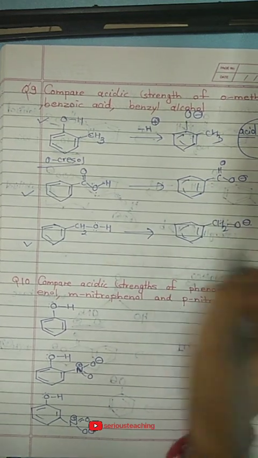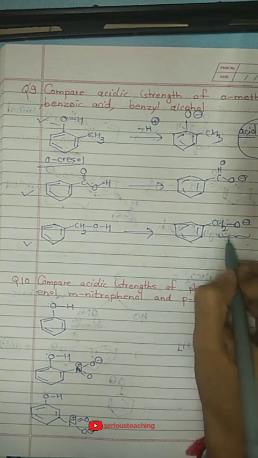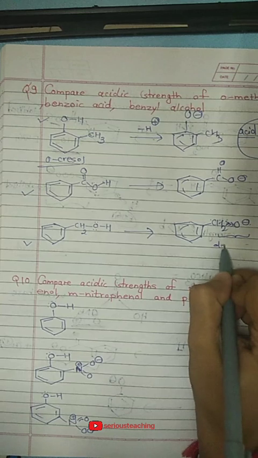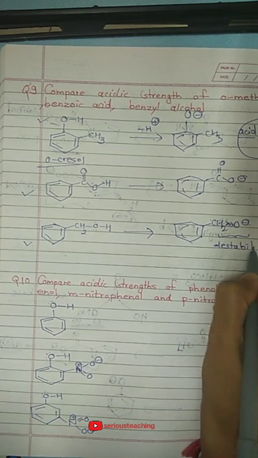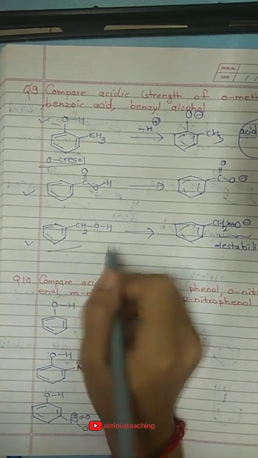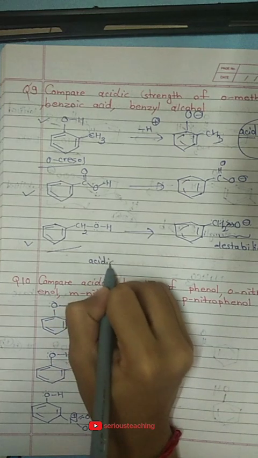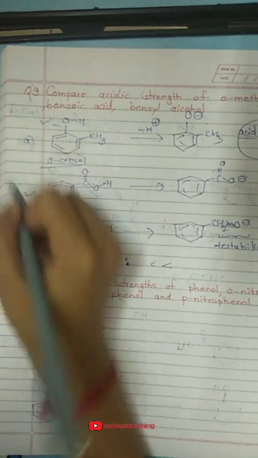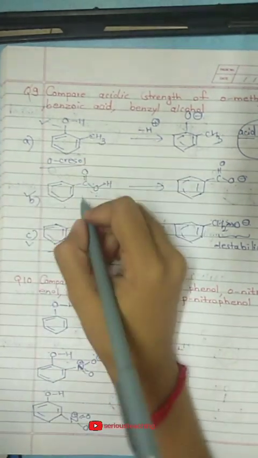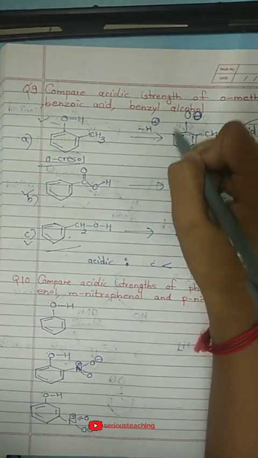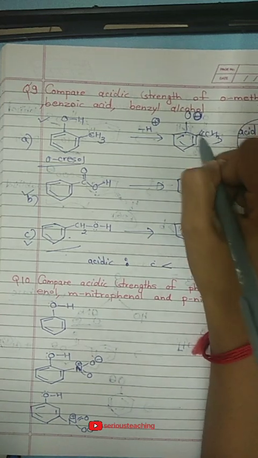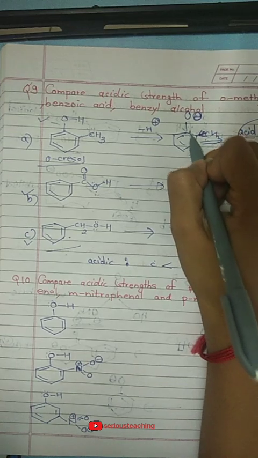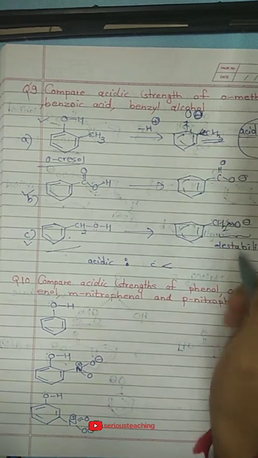In this case, only the inductive effect is present, and that inductive effect is donating. Therefore, this anion will be destabilized. Therefore, C will be the least acidic. When comparing these two, here O minus is formed, which will be stabilized by the resonance effect. But here an electron donating group is present, which will destabilize this anion by the inductive effect. Therefore, it will come at second position.